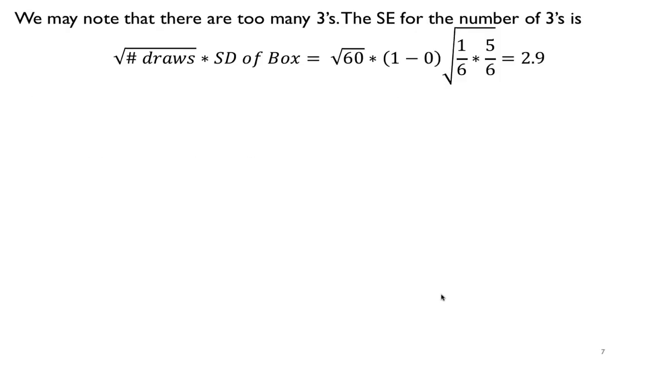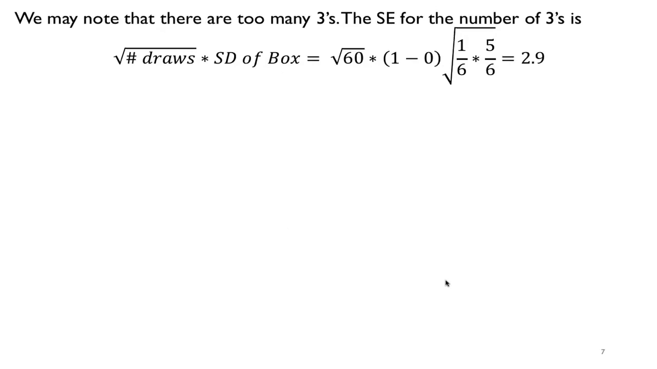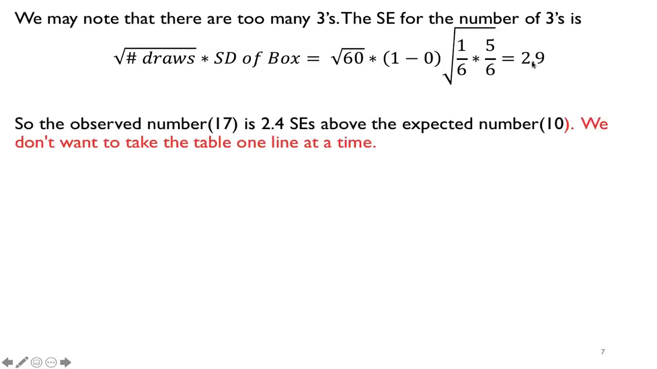Let's look at the standard error for each of these. Let's look at only the number of 3's. It comes up 17 times, which is a little bigger than what it should be. Let's figure out how far off that is. Let's find the standard error for the number of 3's. We'll take the root of the number of draws times the SD of the box. Remember, the SD of the box is just that shortcut formula. If we do this, we get that the SE for the number of 3's is 2.9. That means that 17 is actually 2.4 SEs above 10.